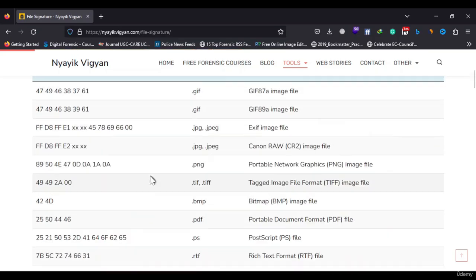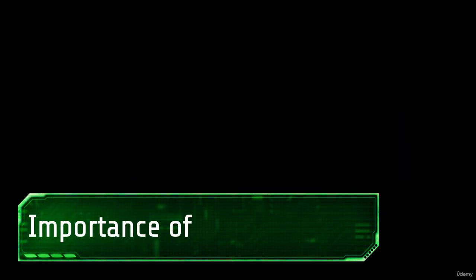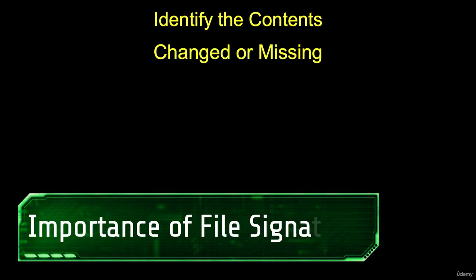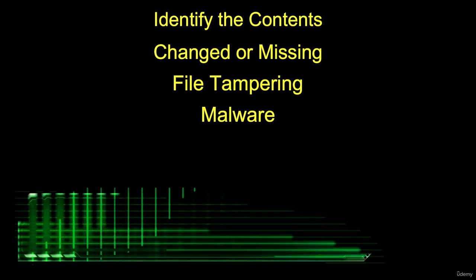Okay, let's move to the importance of file signatures. File signatures are important in digital forensics because they can be used to identify the content of a file. Even if the file extension has been changed or is missing, it will help us identify it. This is particularly useful when investigating cases involving file tampering or when dealing with malware that attempts to hide its true file type. Okay, at that time this file signature will help us.